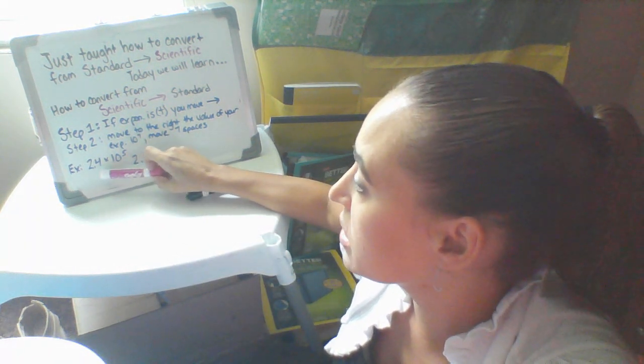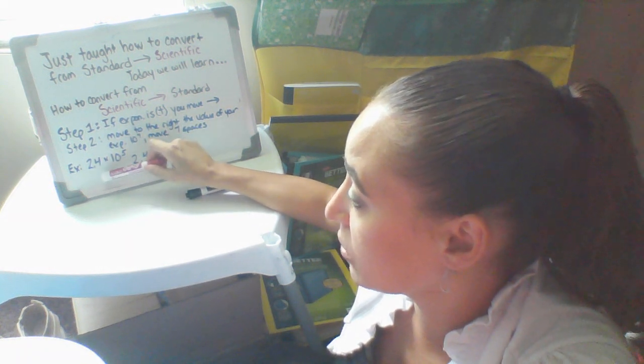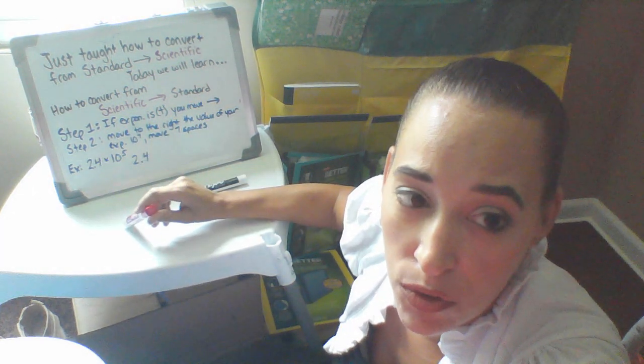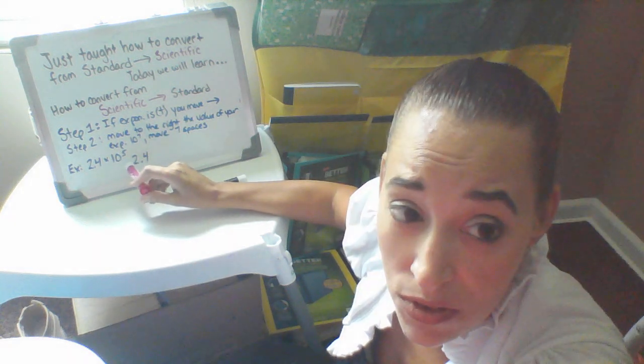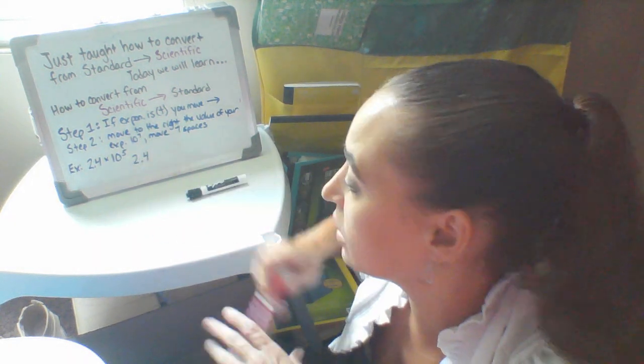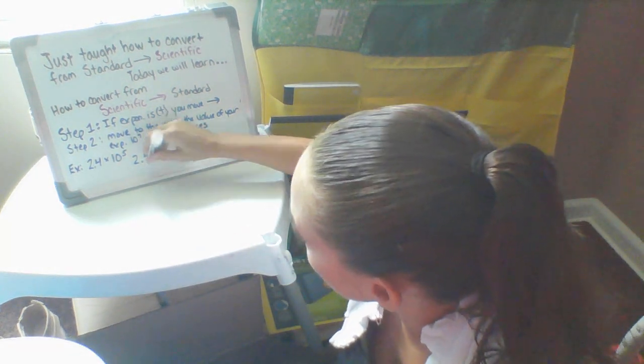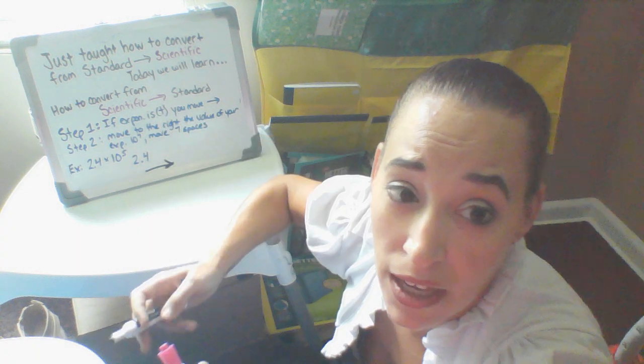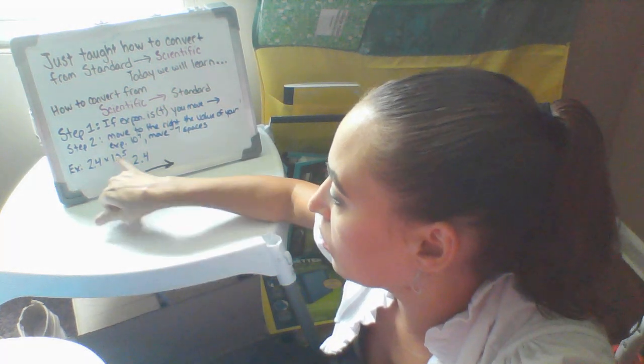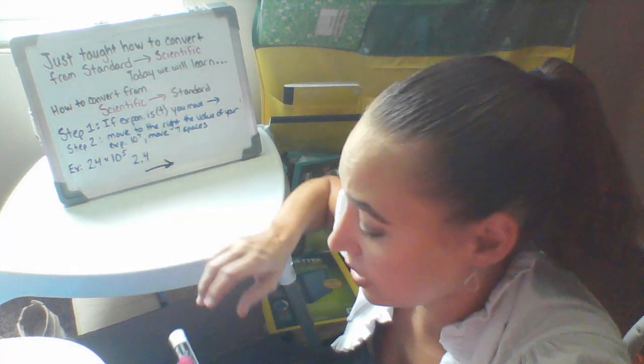So I have an example below. This is in scientific notation, and I want to convert this number back to standard form. The first thing I see is that the exponent is positive, so I know I'm moving the decimal to the right. And I look at the power, which is 5, so I'm moving the decimal point 5 places to the right.